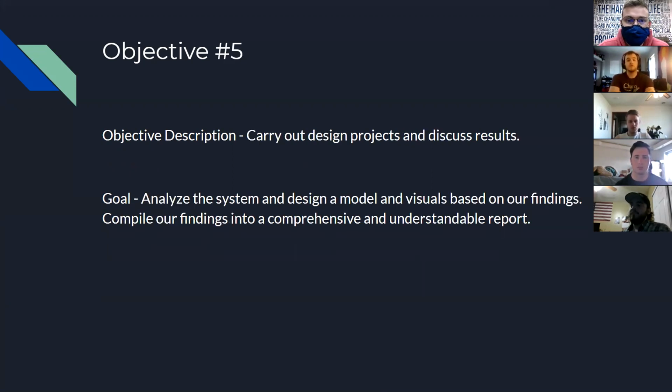And our final course objective was to carry out the design project and discuss the results. So the goal that we set for ourselves was, once we're done analyzing the system, we design a model and visuals based around our findings, and discuss that amongst the group and compile what we found into a comprehensive and understandable report so that we can educate other people who are interested in our topic.